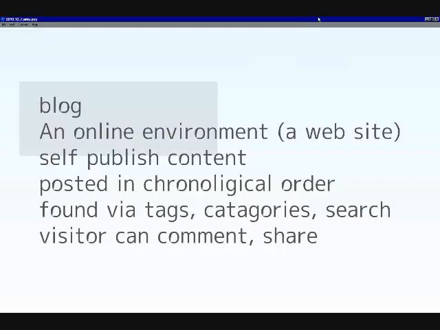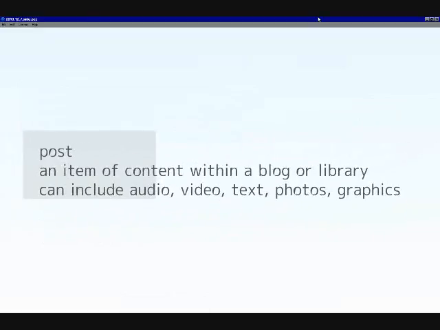And that information can be found via tags that you post in each one of your pieces of content, or by the different categories that you post your content in. And that's how that information is found through search. As well, visitors who come to your blog can comment on the content that you have published, as well as they can share that content. That's basically the definition of the word blog, or what an actual blog is.